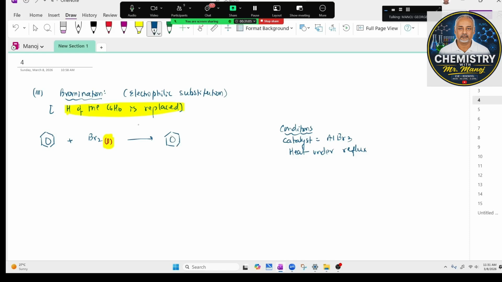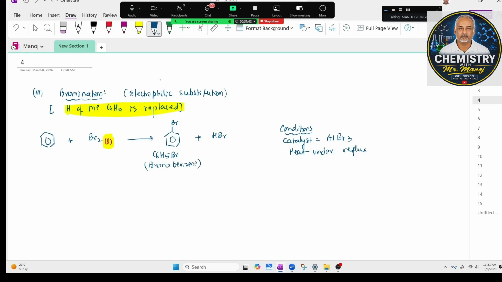You might find the Br coming in here or here, it doesn't matter, wherever it is, position number one really. I can put the Br here, I can put the Br here, absolutely no issues. So I just took out one H from the ring, and that one H connects with the Br which is left over here to form HBr, and this is C6H5Br. So this is bromobenzene. There you go.